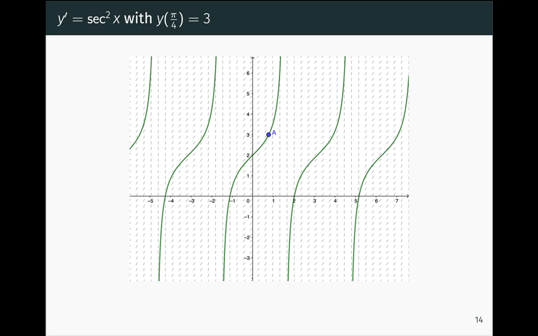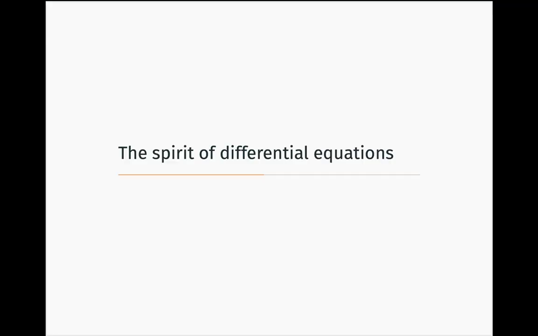Here's the second one, y equals sec squared x with the given data, and not surprisingly, it gives us a tan graph in return. Okay, let's get into the spirit of differential equations. This is something I learnt from a MANSW conference years ago, and it's when I first understood this slope field business. So what's it all driving at?